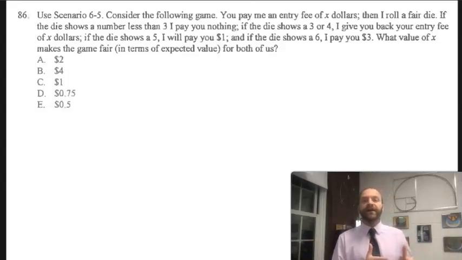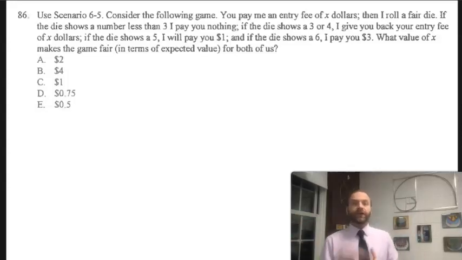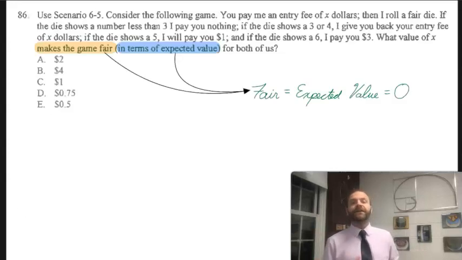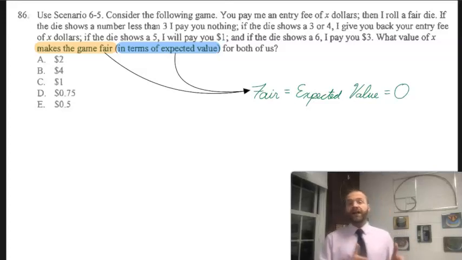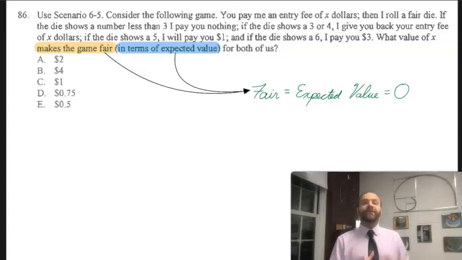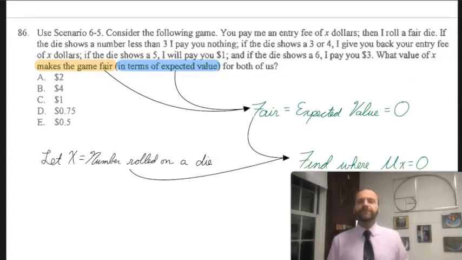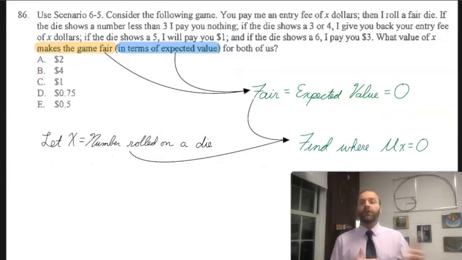And we're asked to find what value of X represents a fair game in terms of the expected value for both the person who is in charge of the game and the person playing the game. So a fair game means equal chance for both people to win or lose. What I'm trying to find here is an expected value equal to 0. No one should have any benefit over the other person, so fair means you have an expected value equal to 0. Expected value means I'm looking at the mean. Really I'm dealing with a random variable here, so I'm going to define it. Let X equal the number rolled on a die. So I'm trying to find where mu of X, the expected value of X, equals 0. That's what I'm going for.